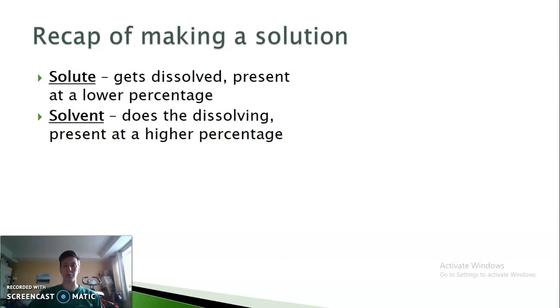So quick little recap. When you make a solution, a solution is a mixture where everything blends together smoothly. Something gets dissolved, called the solute, and that's present at a lower percentage, and something called the solvent does the dissolving, that's present at the higher percentage.